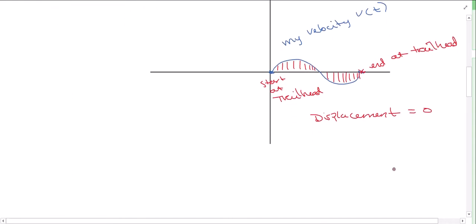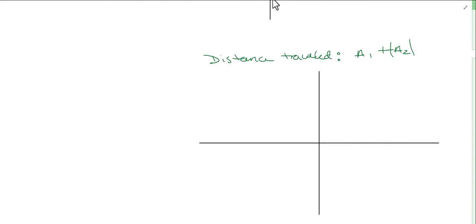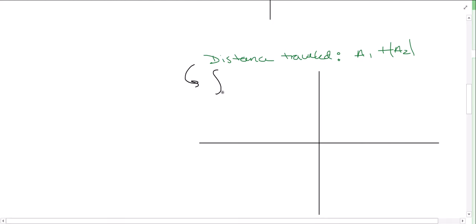Whereas what about the distance traveled? The distance traveled will have to be, I have to add that area. So it'll be my area 1, I'm going to call that A1, and then this will be A2. My distance traveled will be A1 plus A2. But A2 is negative, so I'm going to have to take the absolute value of the function there. So that's how we're going to find the distance traveled. We're going to say that the distance traveled is the integral from a to b of the absolute value of my rate of change.